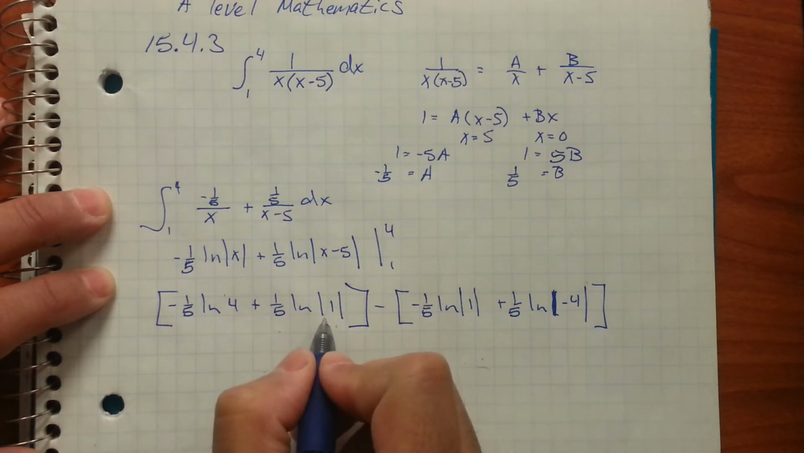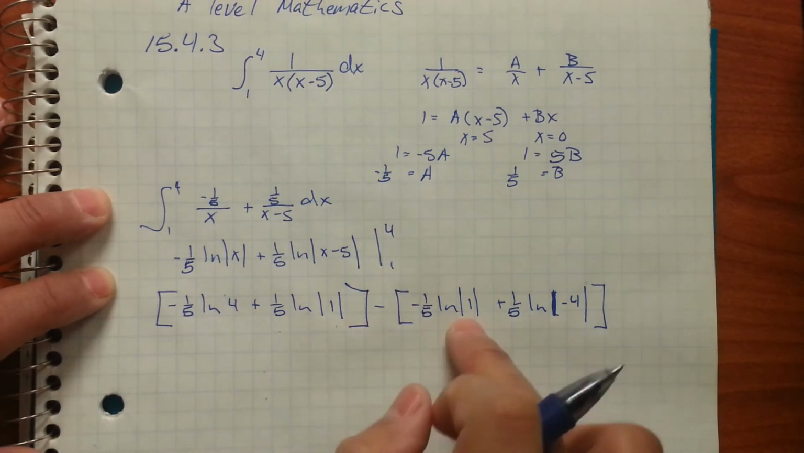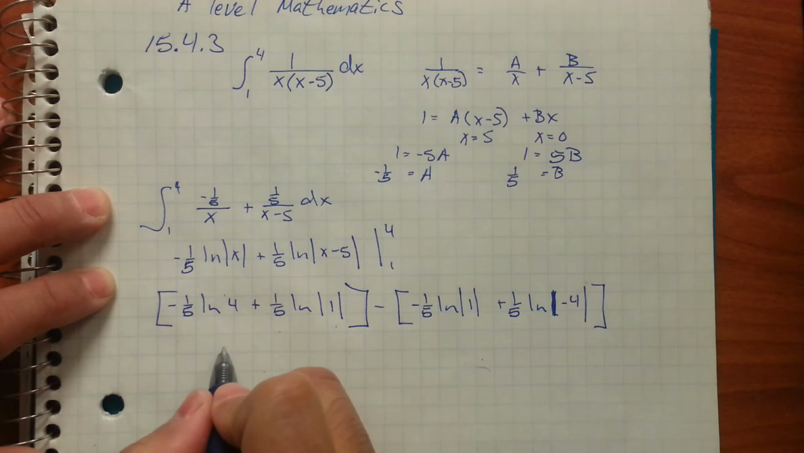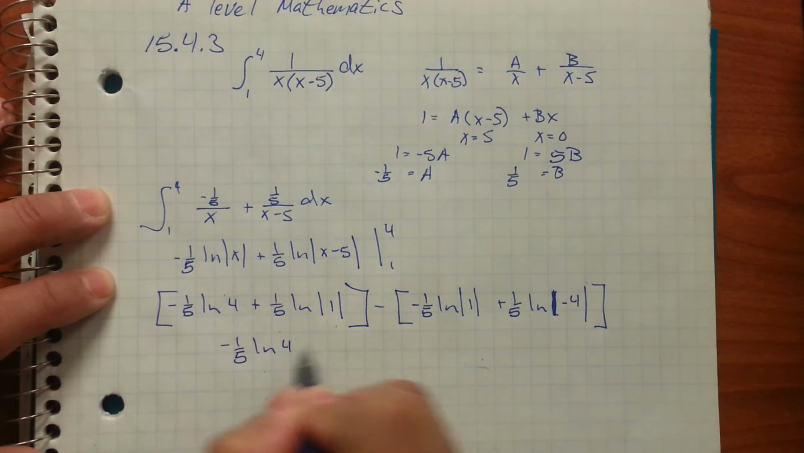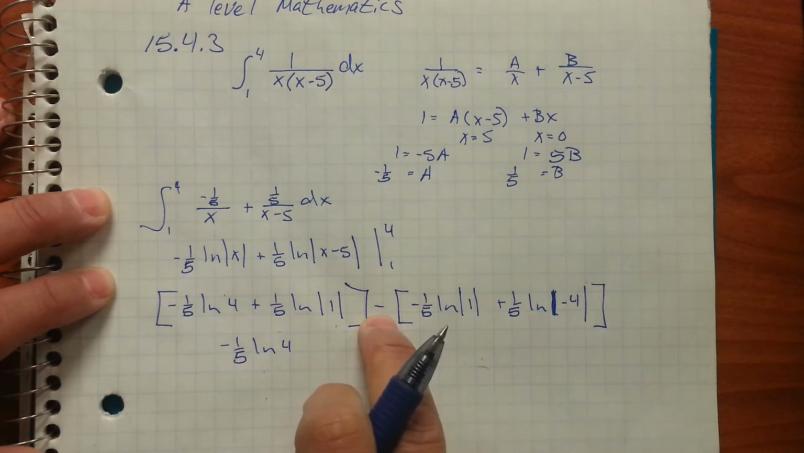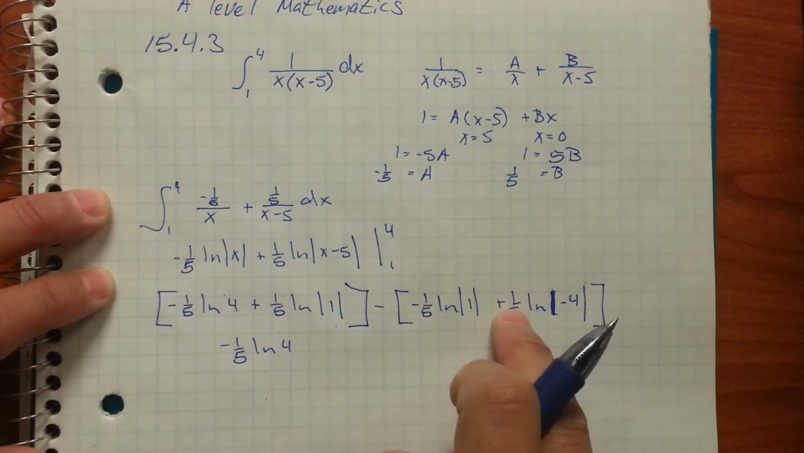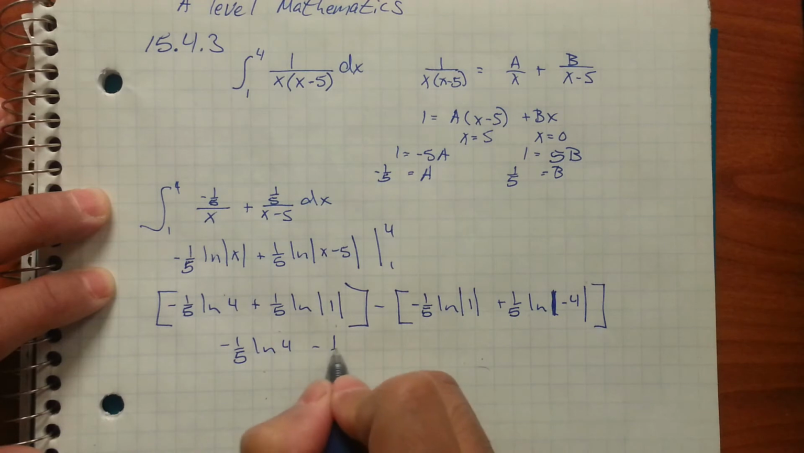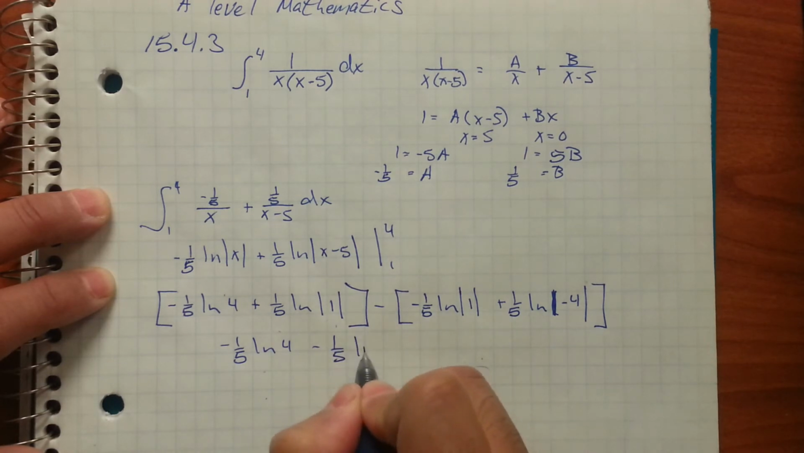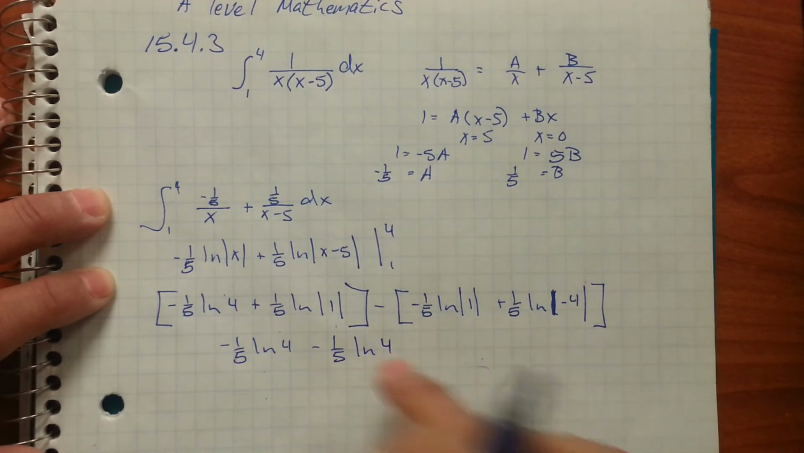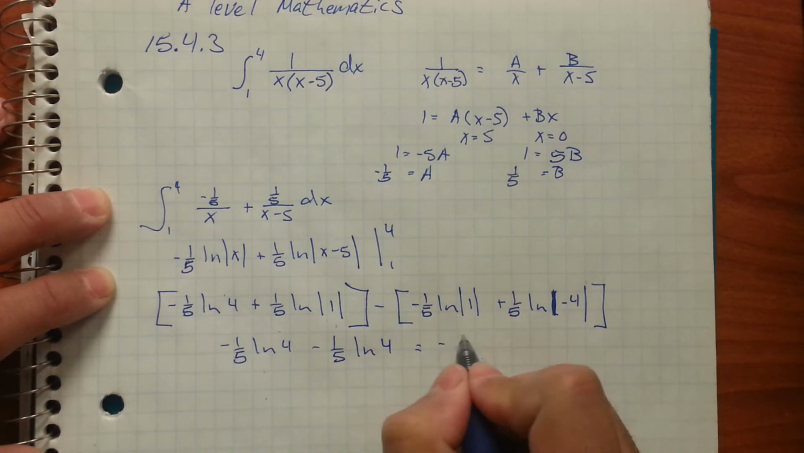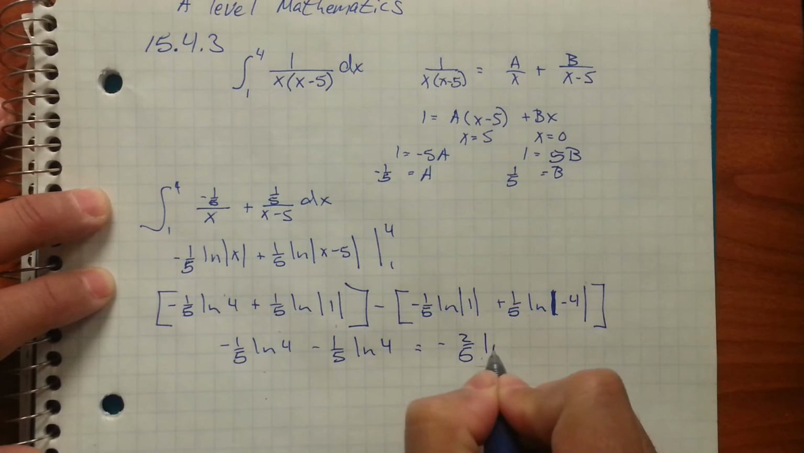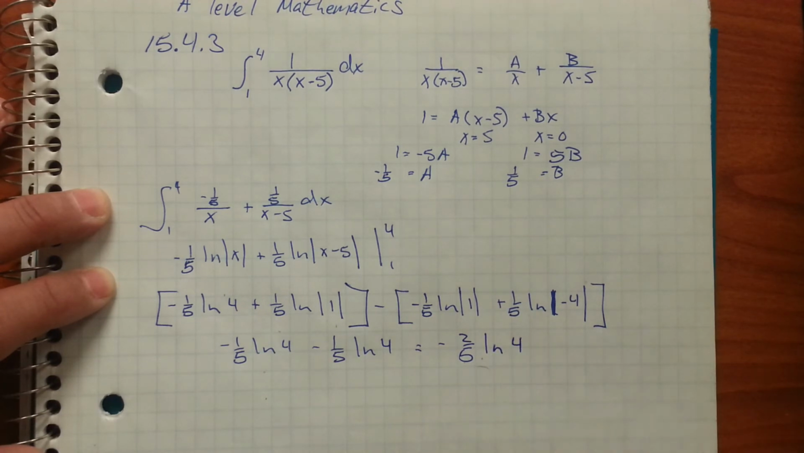Let's take a look. ln 1 is going to be 0, so that one's going to be 0, and that one's going to be 0. So I have negative 1/5 ln 4. Now right here, this is going to make this a minus 1/5 ln of 4, since I took the absolute value of that. So that's going to give me negative 2/5 ln of 4.